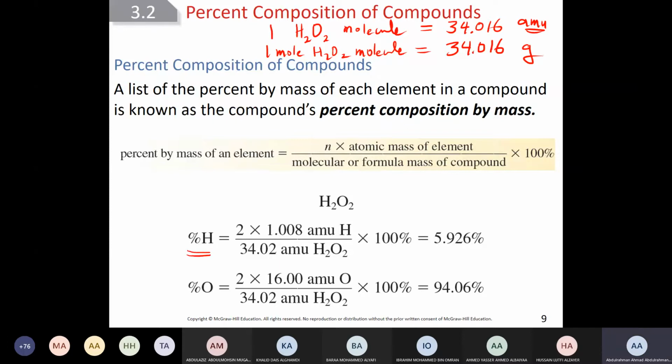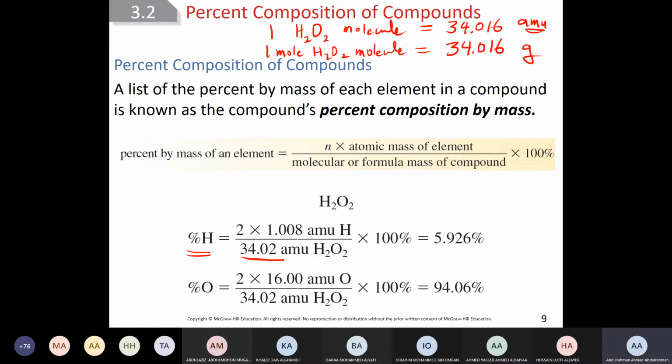How can you find it? Number of atoms. Formula. Do it. Look at what I'm doing here and do the same thing. Now, what's the percentage? 2 times 1.008 divided by 34.02. All right.